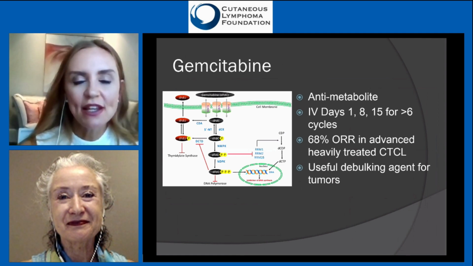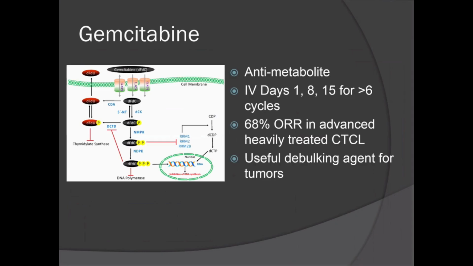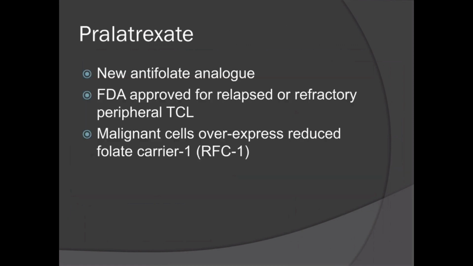So in our clinic, we tend to use gemcitabine in patients who have tumors, big bulky disease, because it is pretty effective in shrinking those up. This isn't a drug that I would reach for in patients with just plaques or widespread patch stage disease. Definitely more of a useful debulking agent.